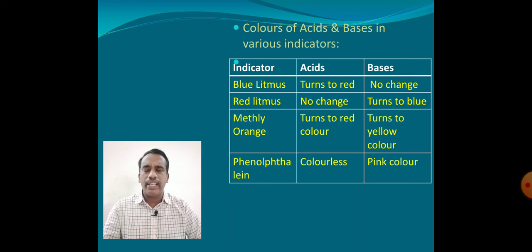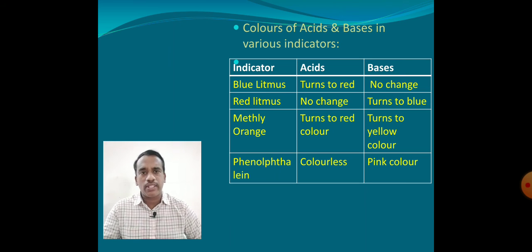See, we got a tabulated data, that is the color of acids and bases in various indicators. We got three columns here. One is called the indicator column, another is called acids and another is called bases. When blue litmus is dipped in an acid, what color does it turn into? It turns red. Will it have any effect in the base? No, there is no change in the blue color when it is placed in the base. So we say there is no change.